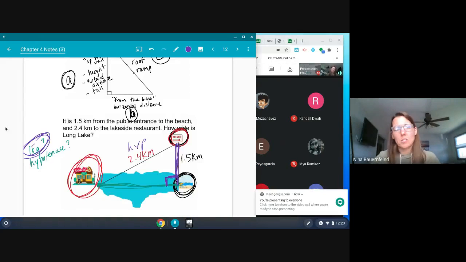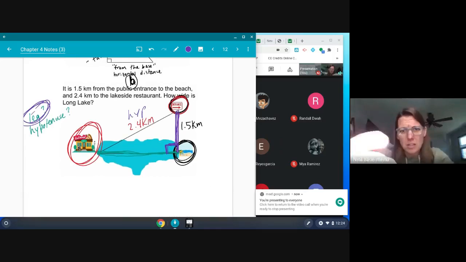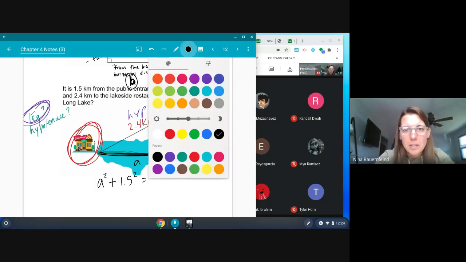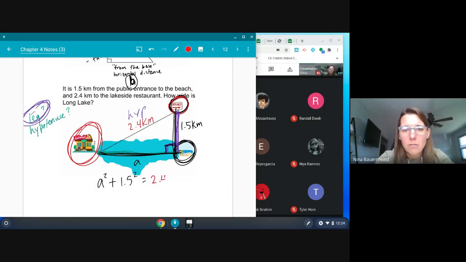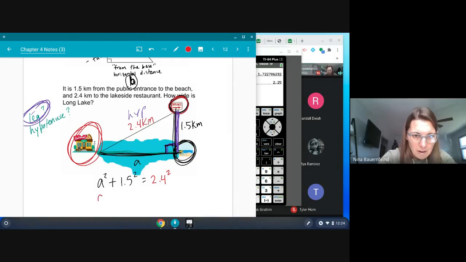Okay, so let's go ahead and solve this. So the key thing is figuring out whether it's a leg or a hypotenuse. And this one's a leg because it's part of what forms the 90-degree angle. So because it's a straight line with this straight line that makes a 90-degree angle, it's a leg. So I'll just call it A. So we'll call it A squared plus 1.5 squared equals, and the 2.4 goes off by itself because that's the C, that's the hypotenuse. So then we need to calculate some stuff. So we go 1.5 squared is 2.25.